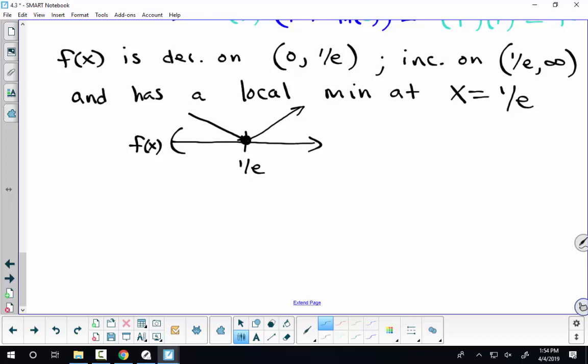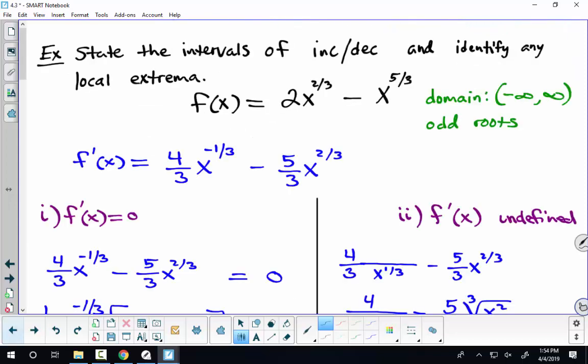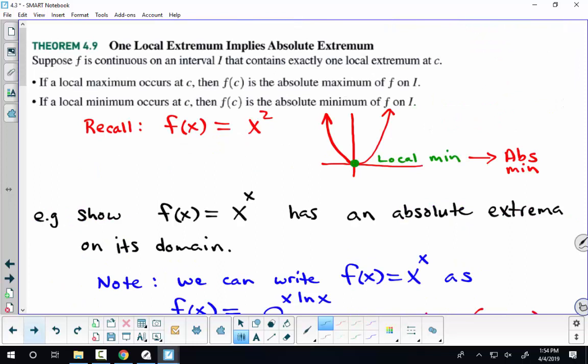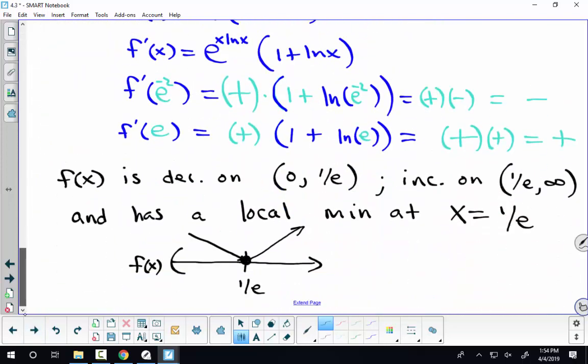Primarily, though, we're going back to theorem 4.9, which says that if your function has only one local extreme, then that's also an absolute extreme. So what we've done here is shown that x to the x only has this one local extreme, which means that's also the absolute extreme.